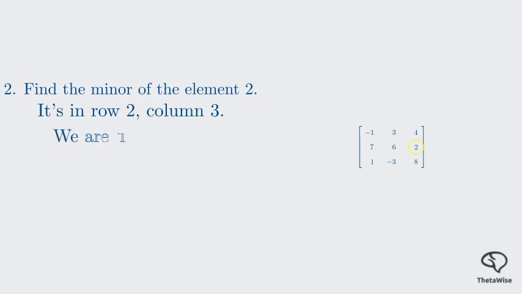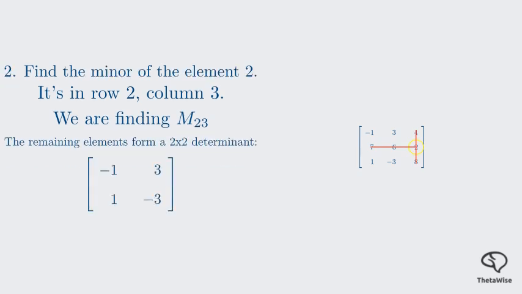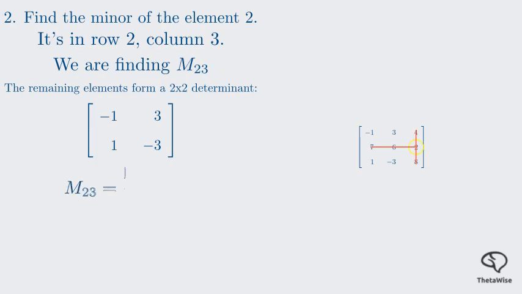Locate 2 in our determinant. It's in the second row and the third column. This means we are finding m sub 2, 3. As always, we eliminate the row and column containing the element. So we delete row 2 and column 3. The 2 by 2 determinant that remains is formed by the elements 1, 3, 1, and 3. So the minor of 2, m sub 2, 3, is this determinant.